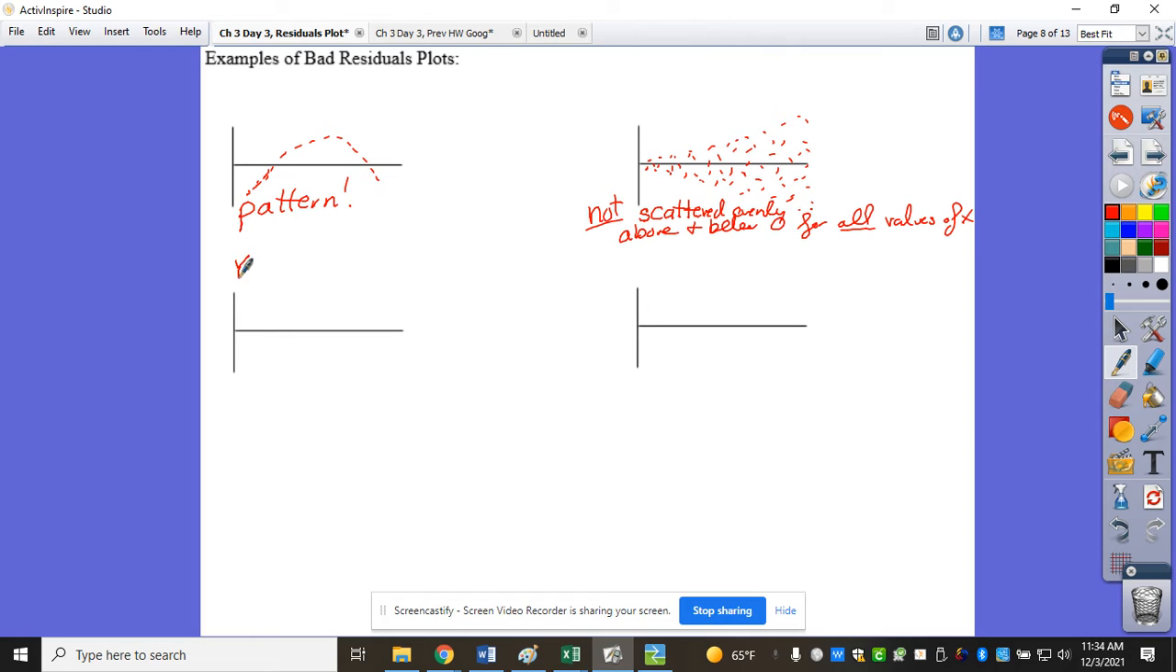Let's say our y is test grades. And my residuals went from negative 50 to 50. If I'm missing what I'm predicting their grade to be by 50 points, give or take, that's probably not very helpful.